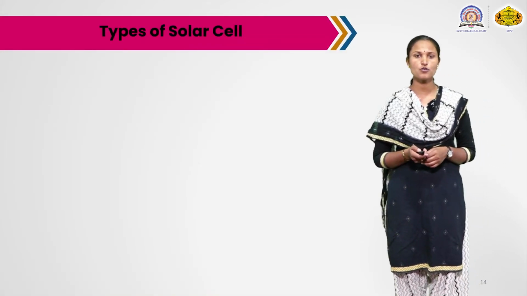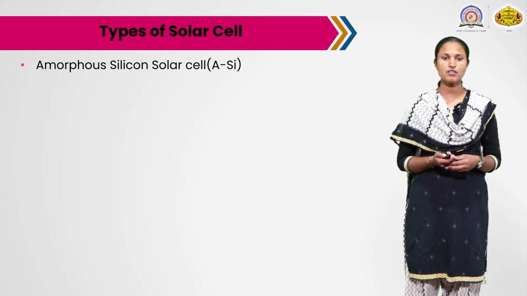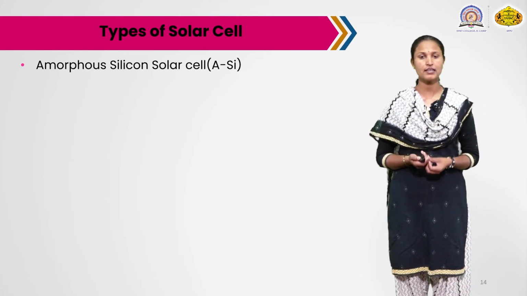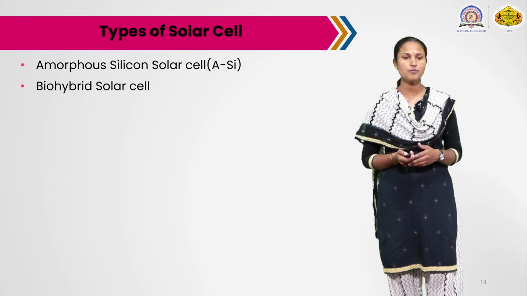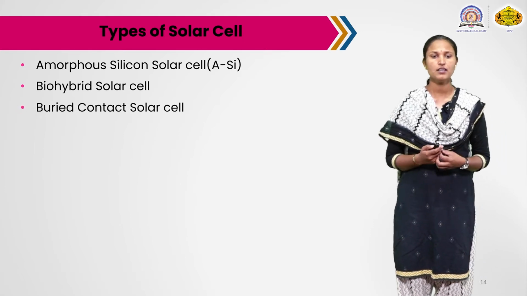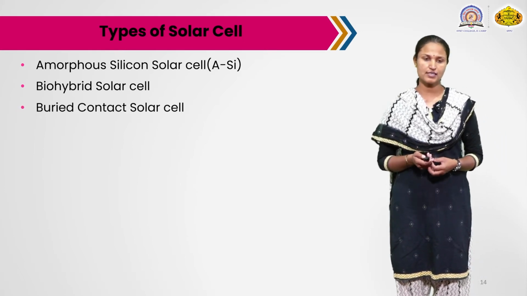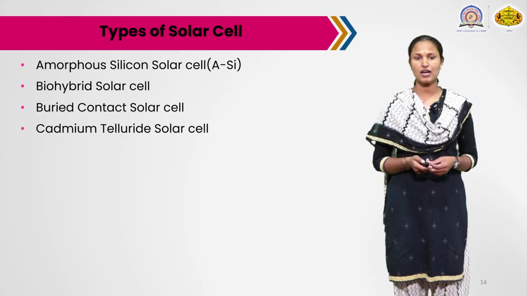The types of solar cells. The first type is the amorphous silicon solar cell, ASI, amorphous silicon. Second type is the biohybrid solar cell. Third type is the buried contact solar cell. Fourth type is the cadmium telluride solar cell.